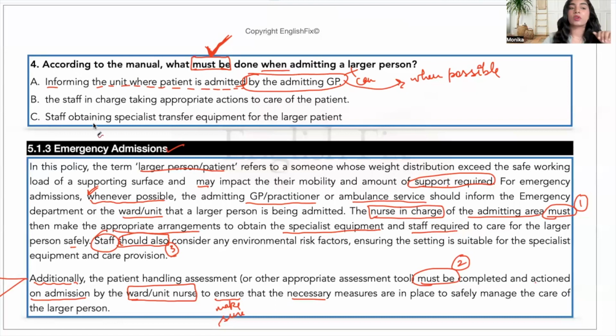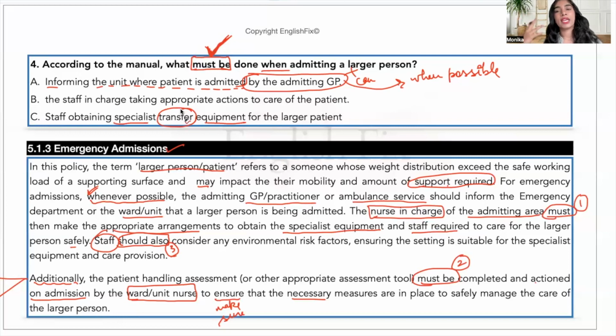Okay. So I'm going to look at C. Staff obtaining special. So what must be done? This should be done. That staff should obtain specialist transfer equipment. I have not heard the word transfer in this paragraph anywhere. I've not used the word transfer here. The specialist equipment word I have used, yes, but I have not said that the specialist equipment I'm talking about has to be a transfer equipment.